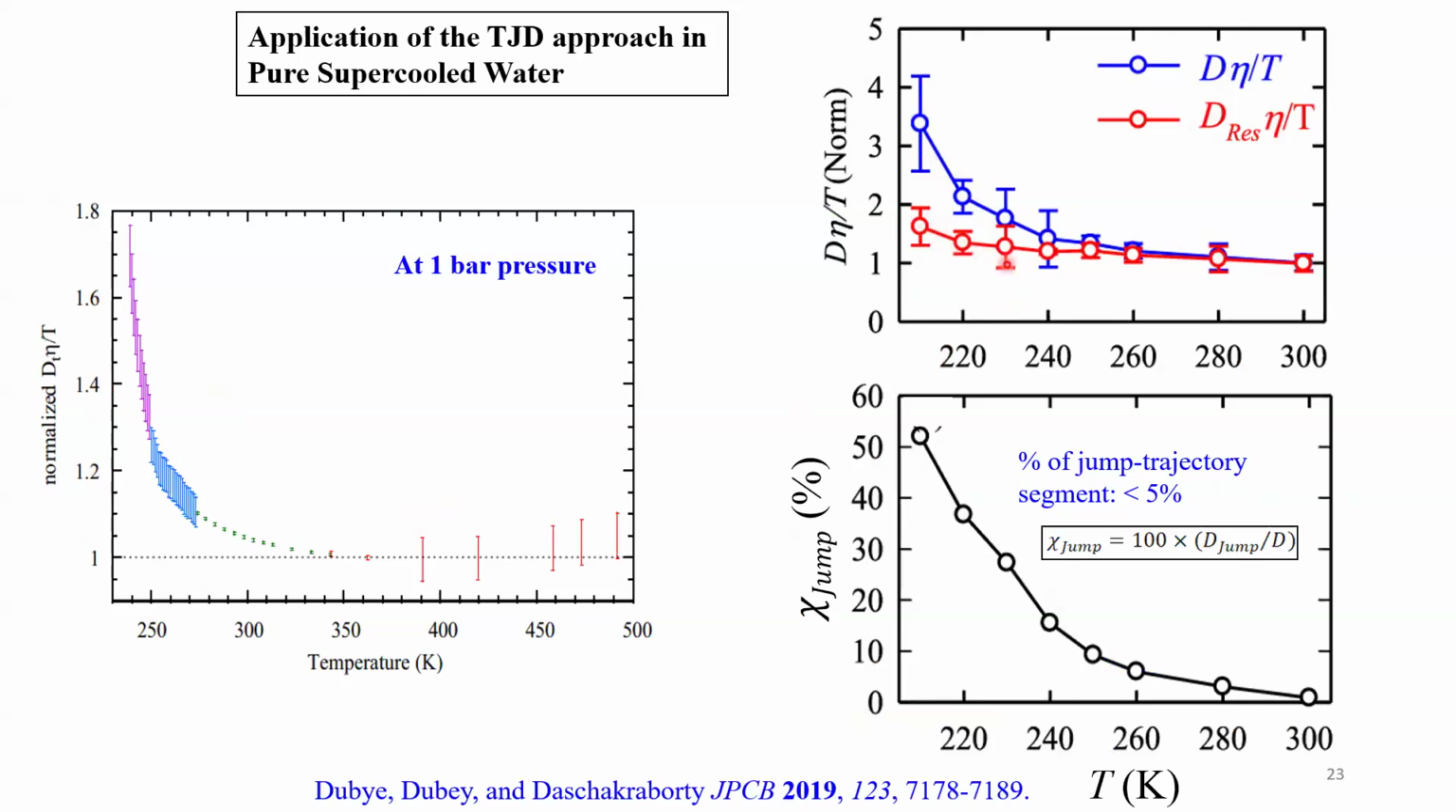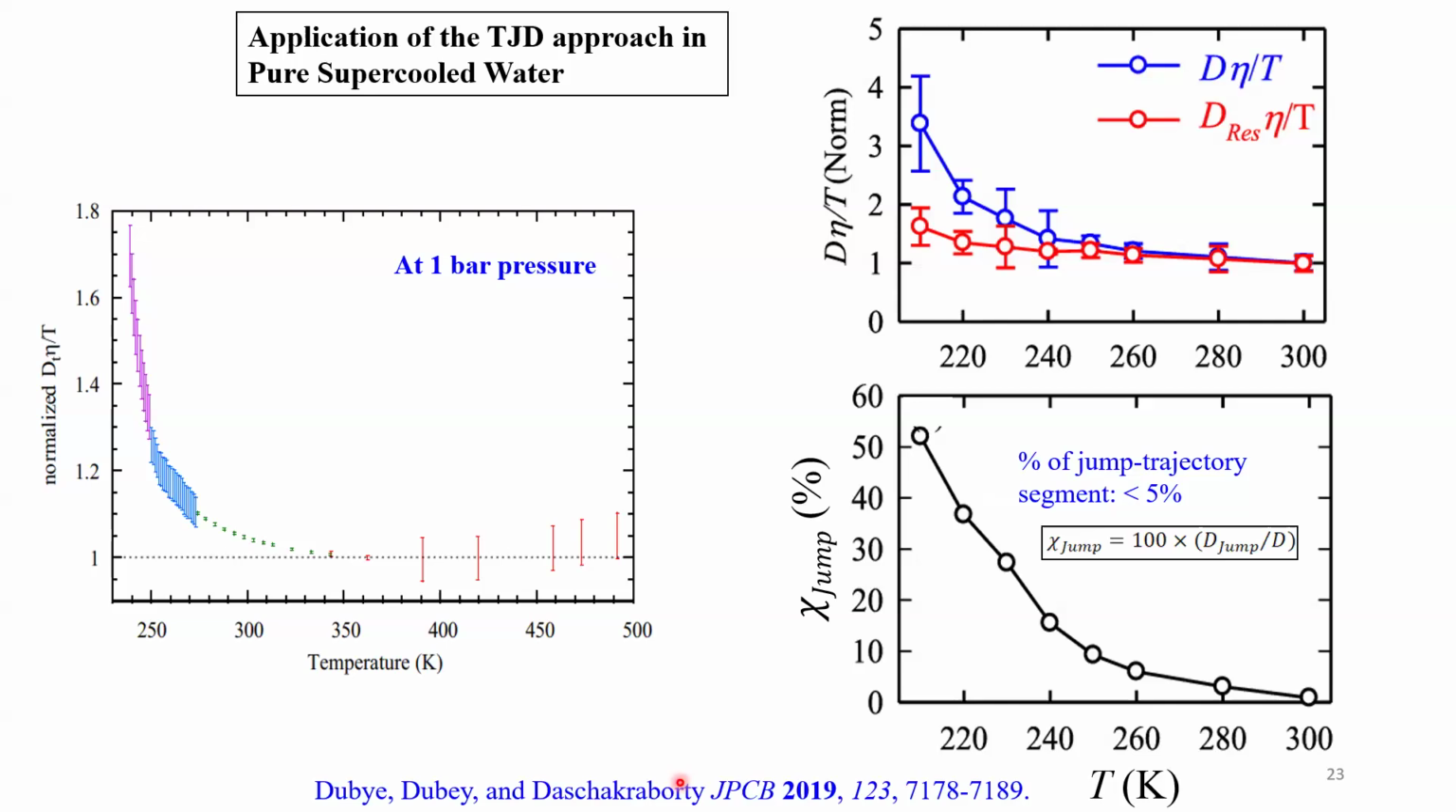But for the residual diffusion, when you calculate D times eta by T, you see the red line is almost constant. You cannot say it is fully constant because there are error bars, but within the error bar limit you can say it is almost constant and almost at one. What does it mean? It means the residual diffusion part is following the Stokes-Einstein relation very well. And we have that leverage to get how much percentage of jump diffusion we are getting as the temperature is decreasing. It is very interesting.